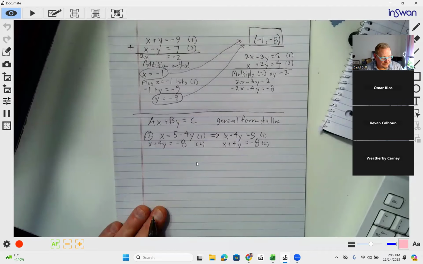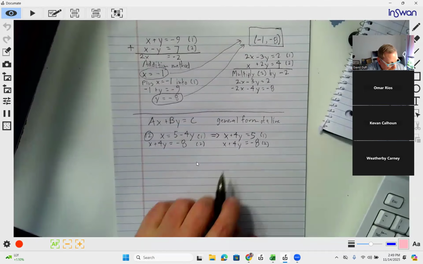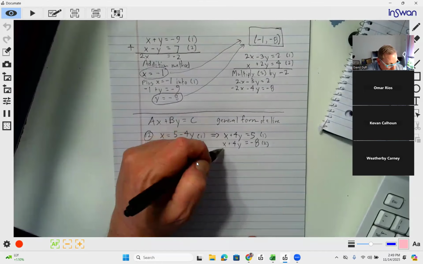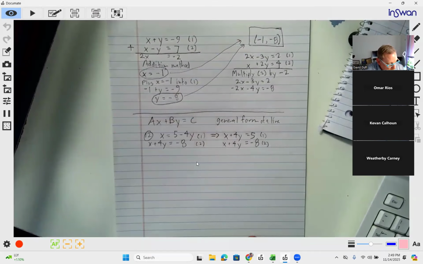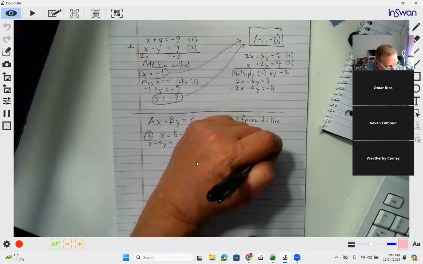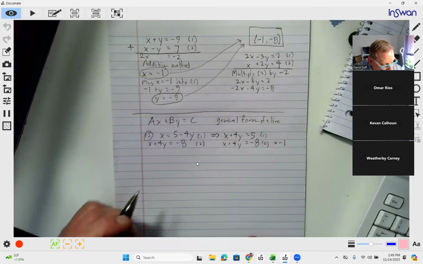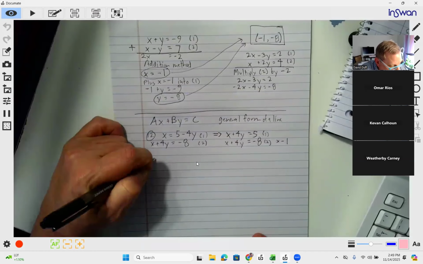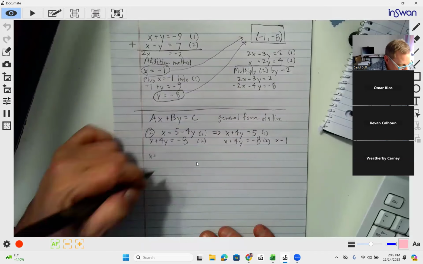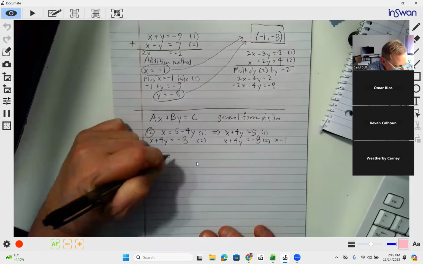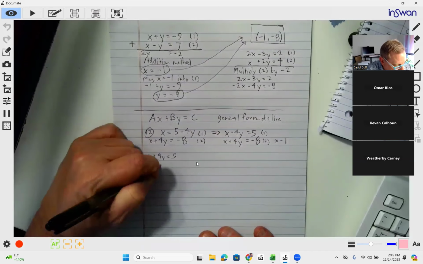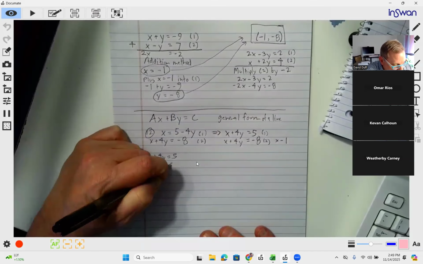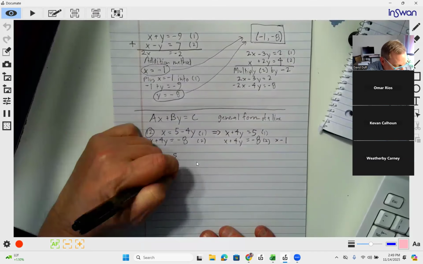Let's use the addition method, right? And now you notice I have X and 4Y and 4Y. So let's say I multiplied this bottom equation by -1, right? So I get X plus 4Y is equal to 5. And then I get -X minus 4Y is equal to +8.